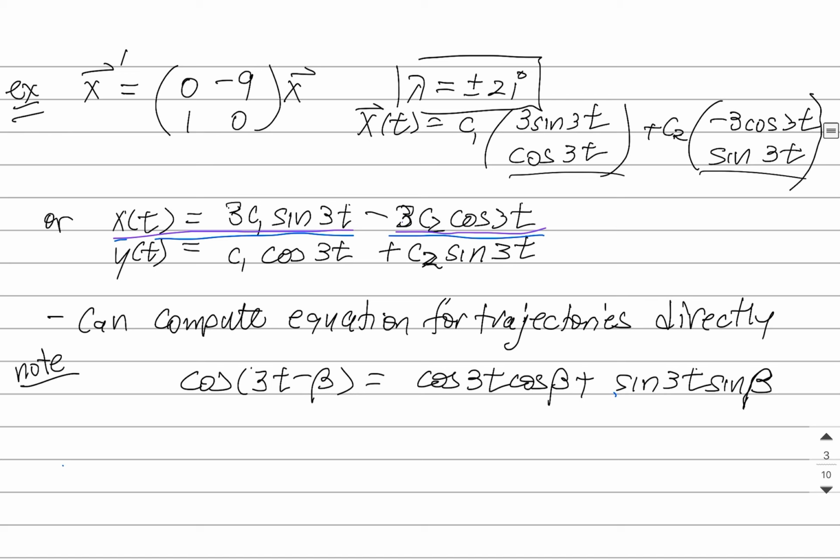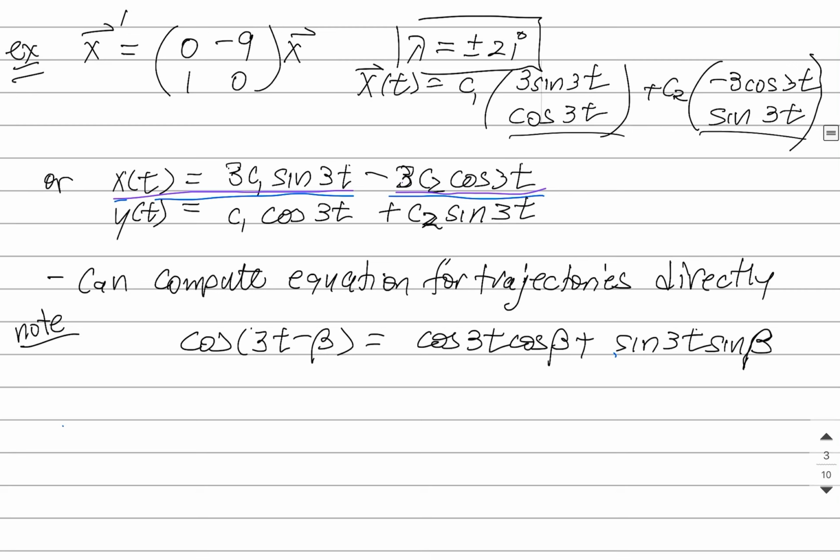You can take a look at previous notes, but the two individual component solutions look like this, y of t and x of t. Now, to get an equation for the trajectories, I'm going to start by looking at this y of t equation. The y of t equation is a sum of sines and cosines. Trig identities allow us to take multiple sines and cosines and add them together into a single cosine. So, for example, if I wanted cos of 3t minus beta, it can be written in this way. Of course, I can also scale it by multiplying everything through by some constant r.